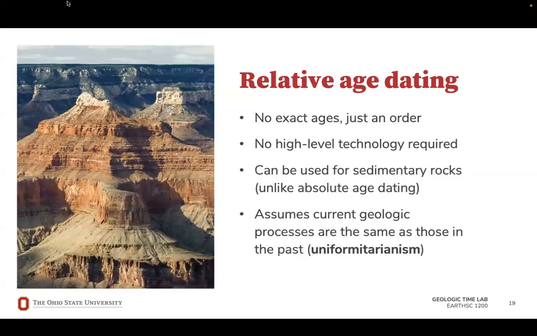Relative age dating, like we talked about before, does not allow for the determination of an exact age. It just provides an order of what formed first. It is particularly helpful because it requires no advanced technology and can be used on sedimentary rocks. Relative age dating assumes that current geologic processes are the same as those in the past, the principle of uniformitarianism.